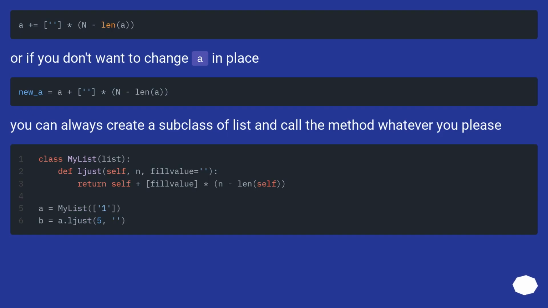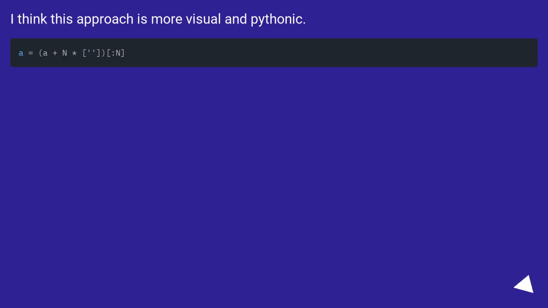Or if you don't want to change A in place, you can always create a subclass of list and call the method whatever you please. I think this approach is more visual and Pythonic.